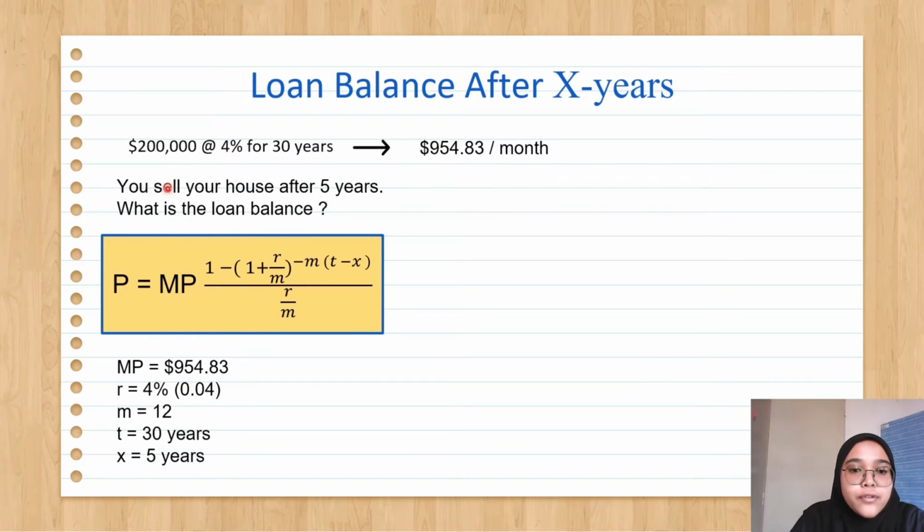Okay, if you want to find the loan balance, or what we call the principal remaining, you must use this formula. Principal equals the monthly payment, multiplied by 1 minus 1 plus the rate over the number of conversions, to the power of negative the number of conversions multiplied by time minus x years, all over the rate over the number of conversions.